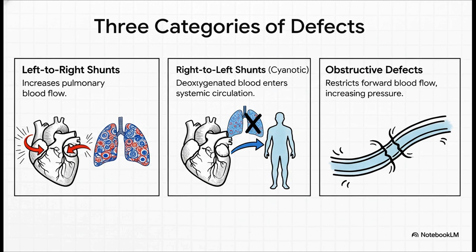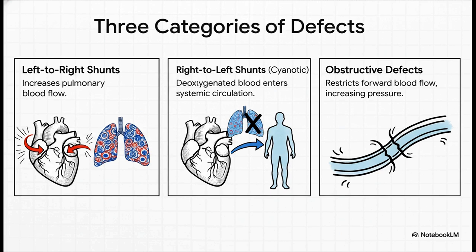So with that pressure principle in mind, we can group pretty much all of these super complex defects into three main physiological buckets. First up, you've got your left to right shunts. This is where that high-pressure oxygenated blood from the left side takes a shortcut through a hole over to the lower pressure right side. What's the result? Well, the lungs get flooded with way too much blood flow. Second, you have right to left shunts. Here, something, usually a blockage downstream, is forcing that deoxygenated blue blood to cross over to the left side, completely bypassing the lungs and making the patient cyanotic.